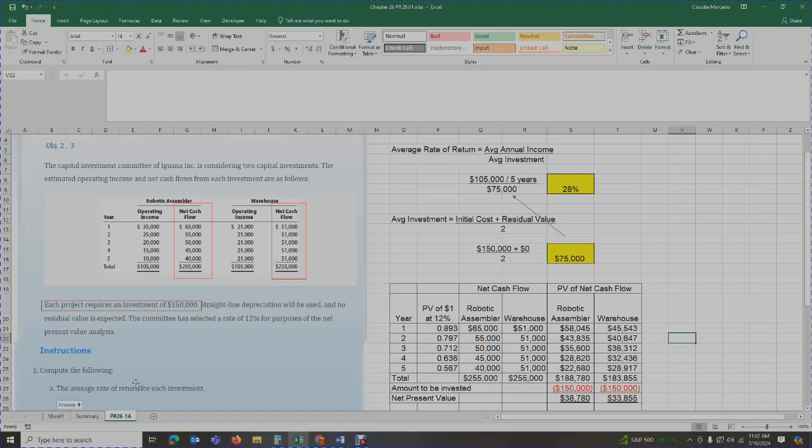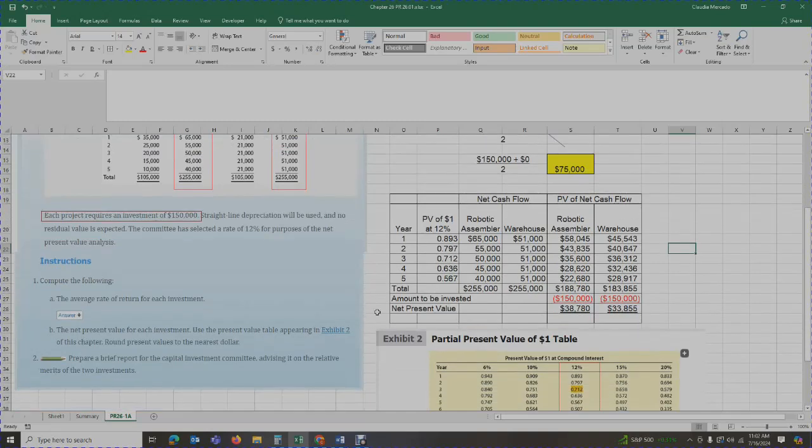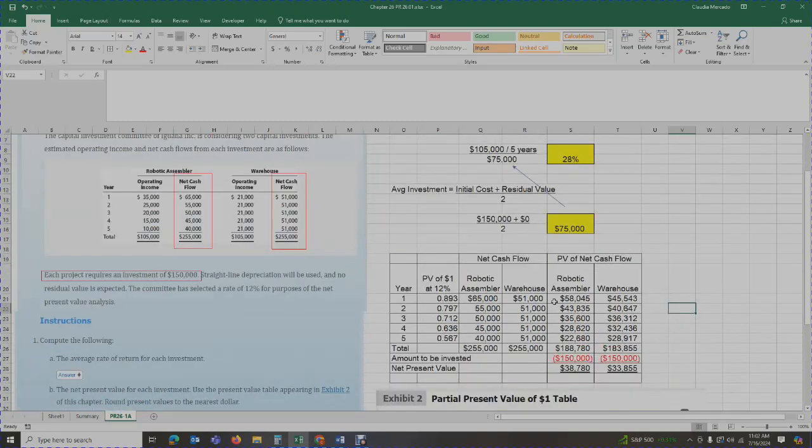Okay? And then we can analyze the bottom section, which is the calculation of your net present value for each investment. If we look at the numbers, although both projects exceed the selected rate established for the discounted cash flows, the robotic assembler offers a larger net present value. It's larger than the warehouse.